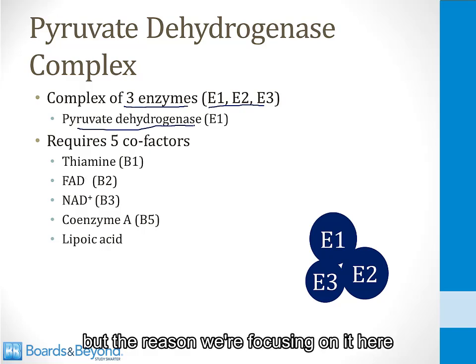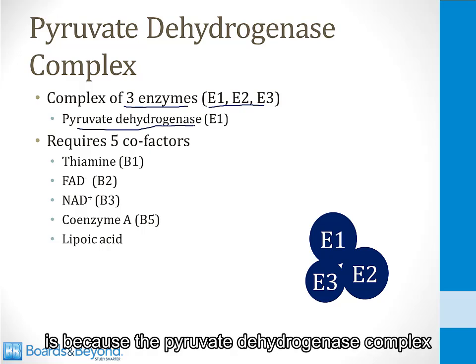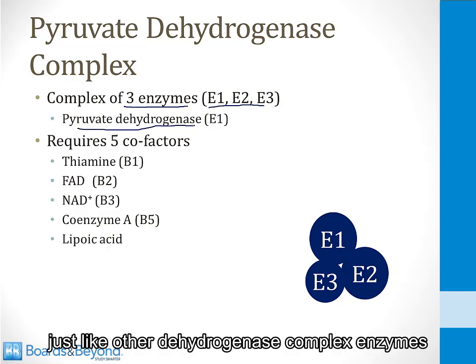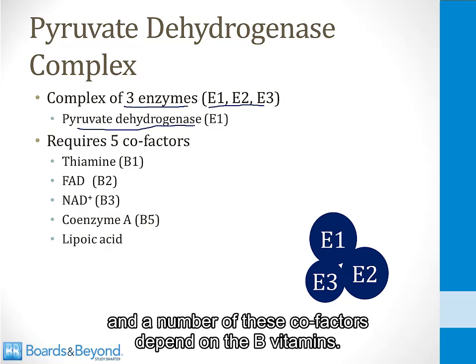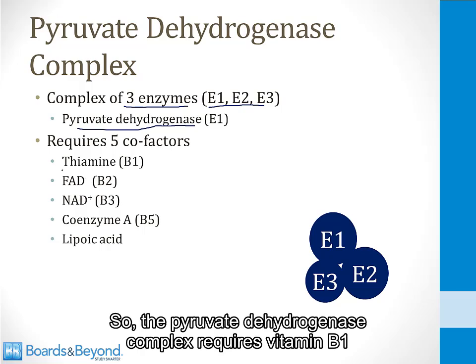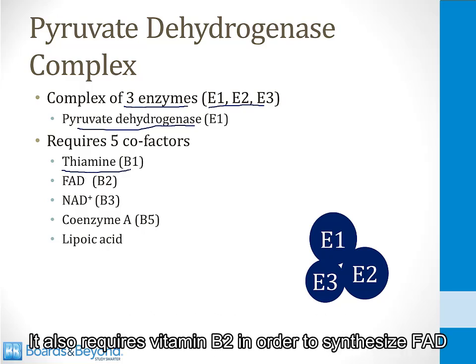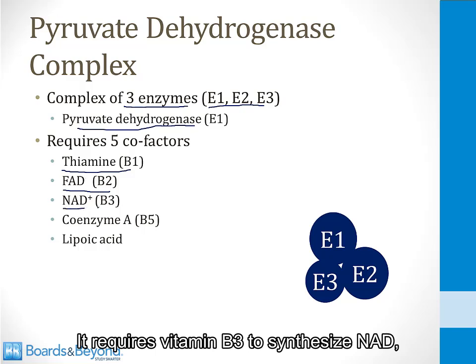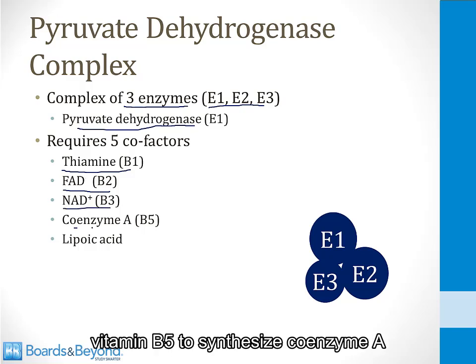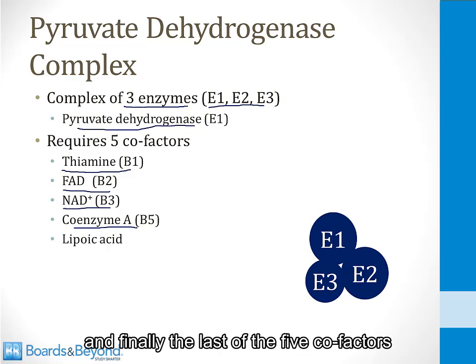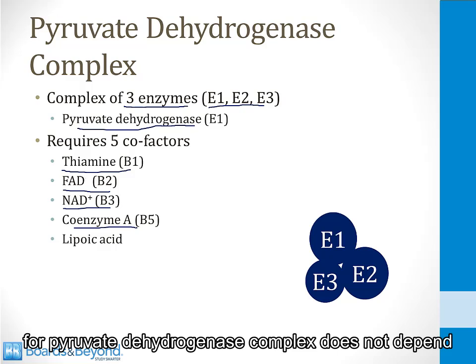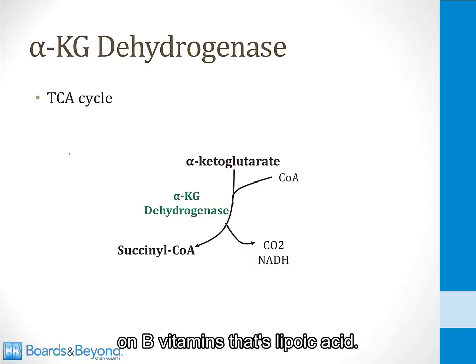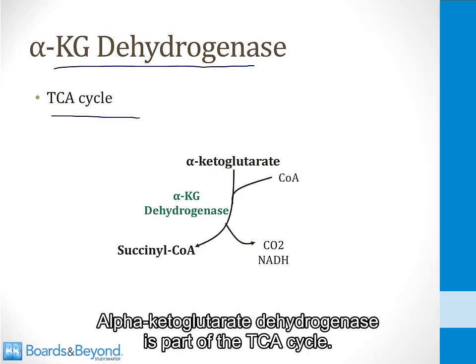But the reason we're focusing on it here is because the pyruvate dehydrogenase complex, just like other dehydrogenase complex enzymes, requires 5 cofactors, and a number of these cofactors depend on the B vitamins. So the pyruvate dehydrogenase complex requires vitamin B1, which is thiamine. It also requires vitamin B2 in order to synthesize FAD, which is an important cofactor for this complex. It requires vitamin B3 to synthesize NAD, vitamin B5 to synthesize coenzyme A, and finally, the last of the 5 cofactors for pyruvate dehydrogenase complex does not depend on B vitamins. That's lipoic acid.